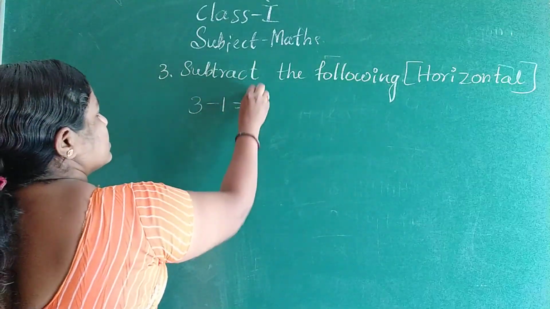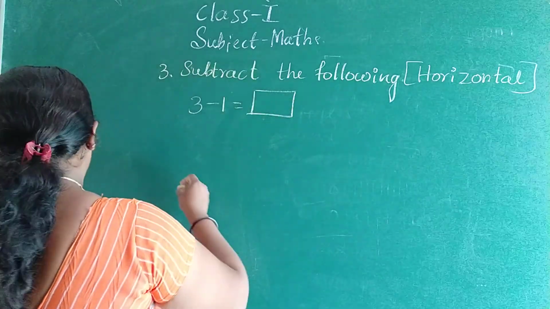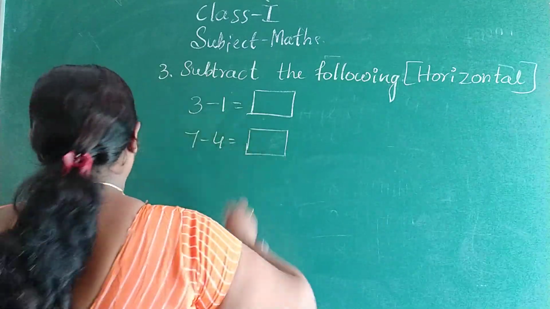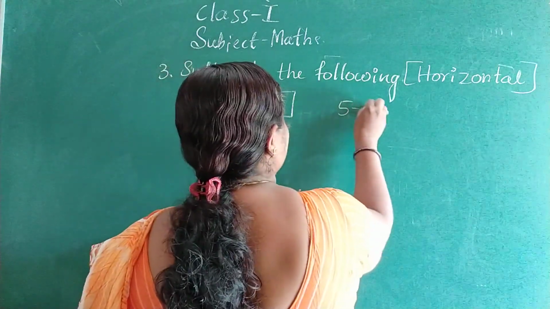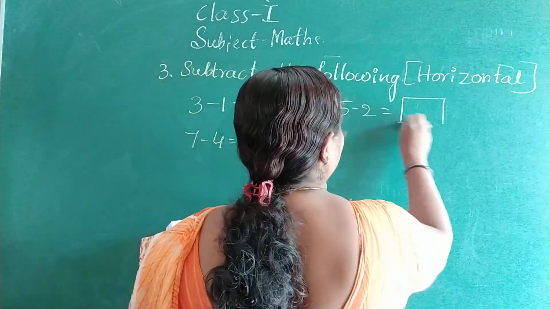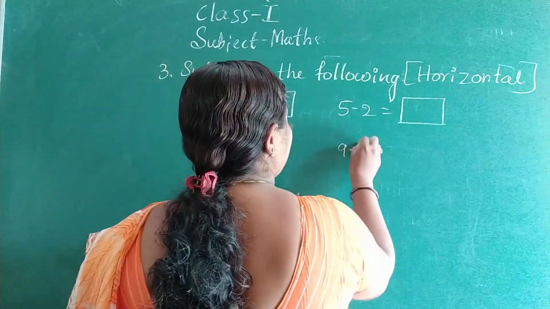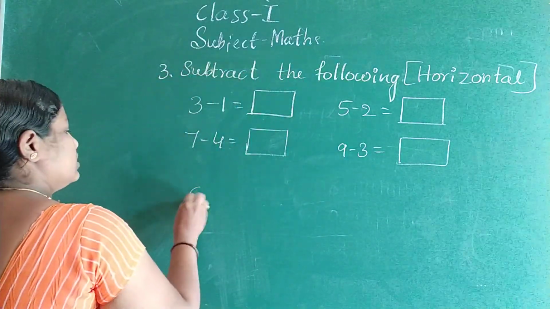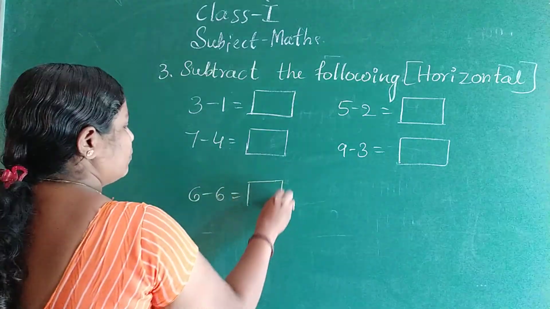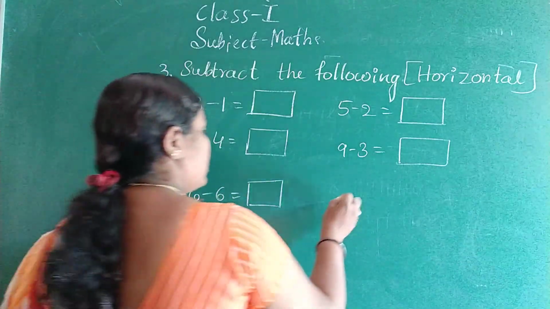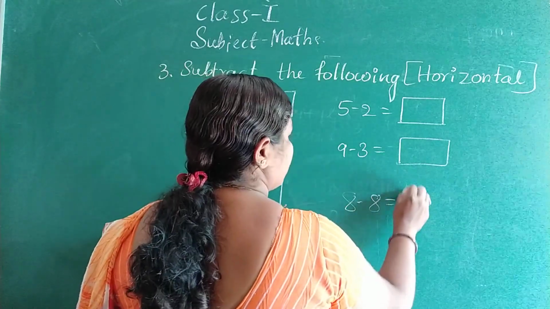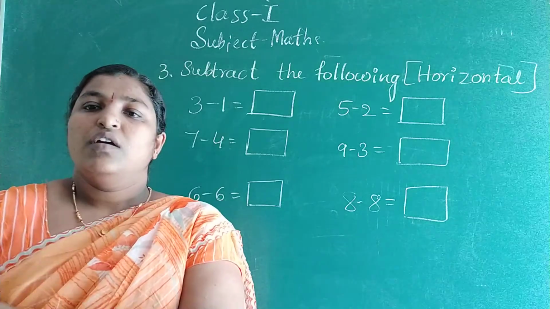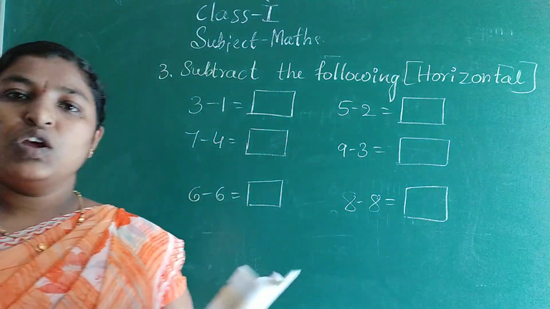3 minus 1 is equal to, 7 minus 4 is equal to, 5 minus 2 is equal to, 9 minus 3 is equal to, then 6 minus 6 is equal to, next 8 minus 8 is equal to. Okay, let's do this subtraction by putting the lines.